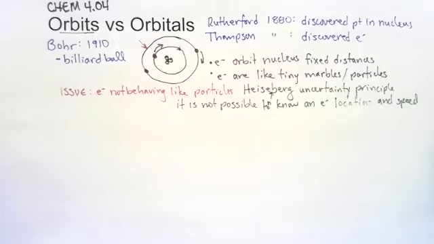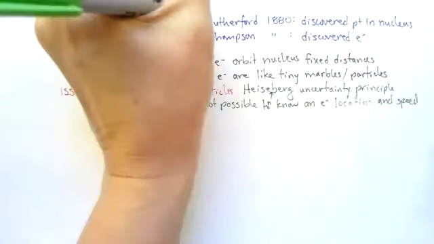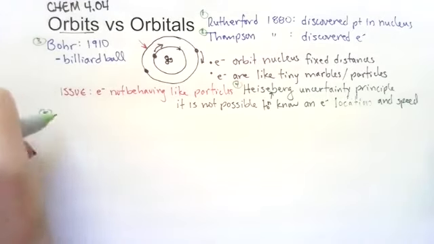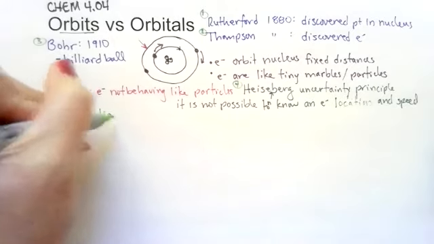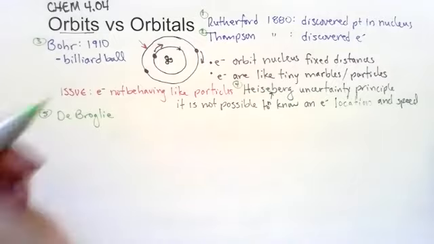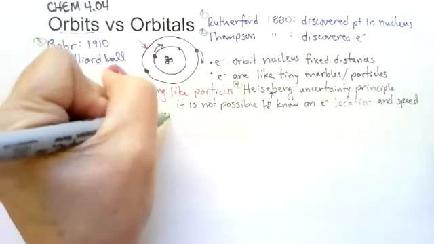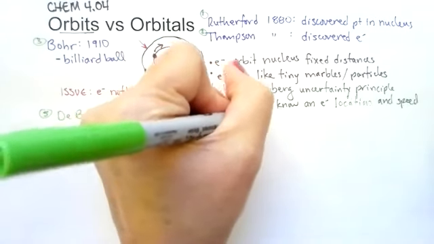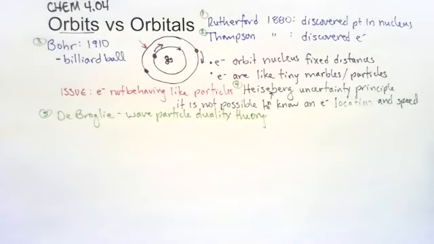Well, okay, if they're not particles, then what are they? Well, enter scientist number 5. His name was de Broglie. And his theory was called the wave-particle duality theory. And it said that basically electrons could flip back and forth from being a particle to being a wave.